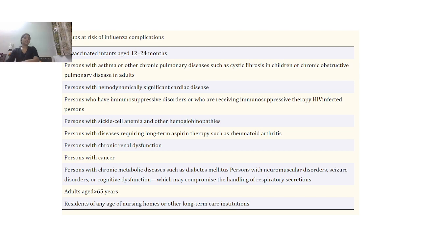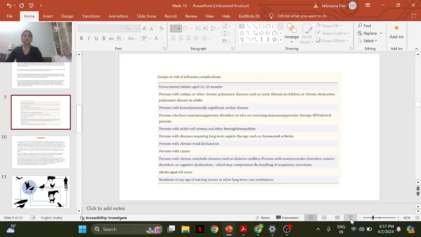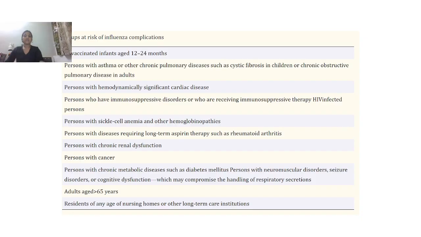So here are the groups at risk in case of influenza infection. First it was unvaccinated infants. Obviously, once a person is born, they have to undergo a list of vaccines.